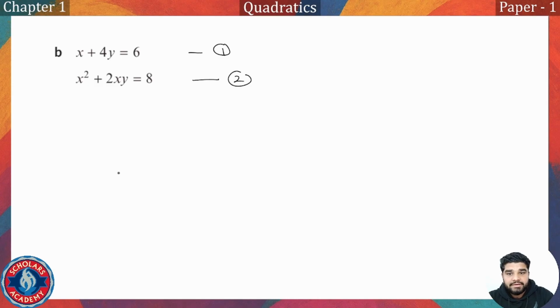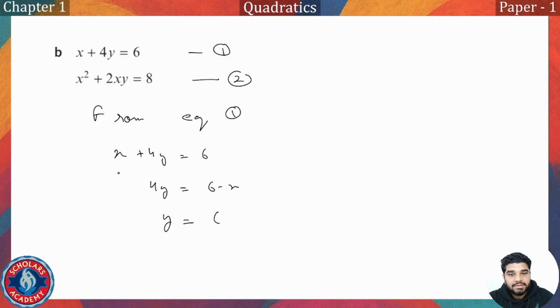So if I take from equation 1, I can write x plus 4y is equal to 6. So from here I can write 4y is equal to 6 minus x, and I can also simplify it and write it as y is equal to (6 minus x) by 4, right? So this is what I am getting for equation number 1. Let's say it is equation number 3.